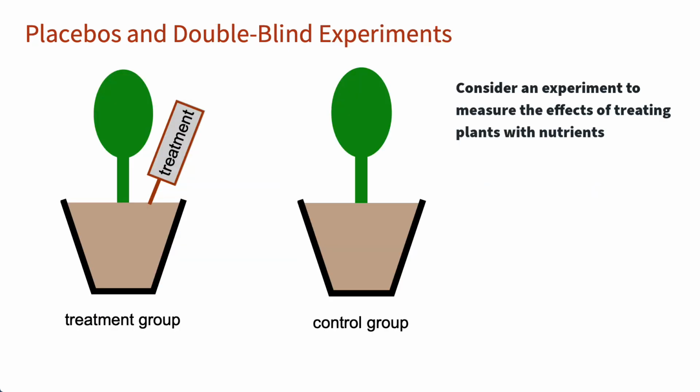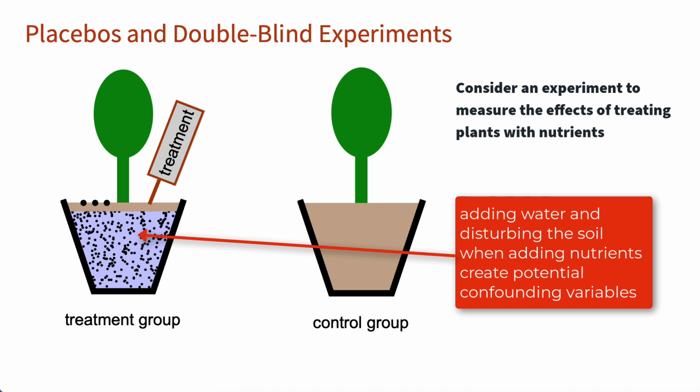For example, in an experiment to measure the effect of treating plants with nutrients, if the treated plants receive different care, or if the method used to apply the nutrients has other effects, such as adding water or disturbing the soil, or if the explanatory variable is measured differently for treated plants, those differences are confounding variables that could affect the results.